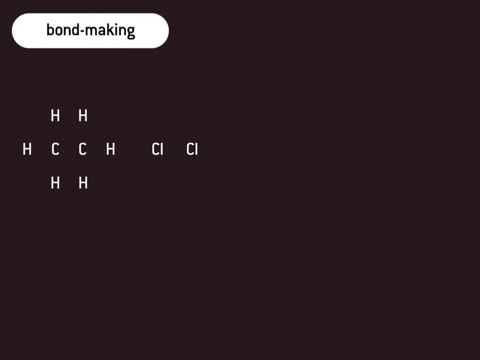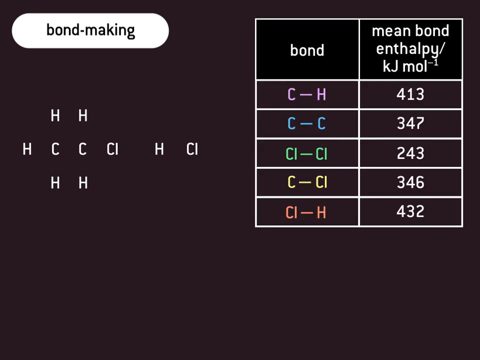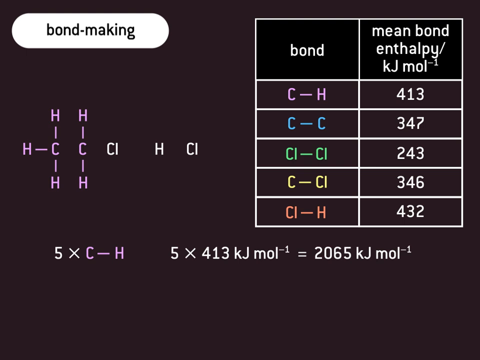We now imagine that the atoms join together in an exothermic process to make the product. We use the mean bond enthalpies to calculate how much energy is released. Making the 5 carbon-hydrogen bonds releases a total of 2,065 kilojoules per mole.